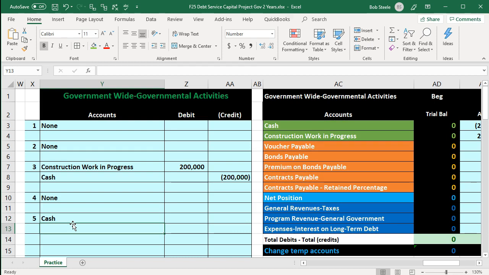The other side then is going to go into a payable account because we owe the bond. So the bond payable is going to be a liability account. And then I'm going to record the liability account first because we know what that is. We know the face amount of the bond.